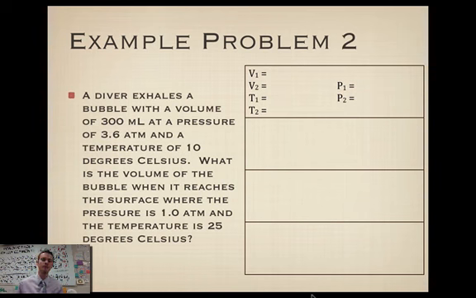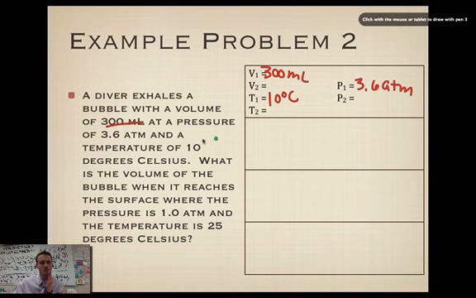So the last problem is: a diver exhales a bubble with a volume of 300 milliliters. Just like with all these other steps, I'm going to say, what do I have? Well, I have a volume of 300 milliliters. My pressure 1 is going to be 3.6 atmospheres. And it gives me a temperature of 10 degrees Celsius, and that should scream at you. And then it says, what is the volume? That means that's what I don't know.